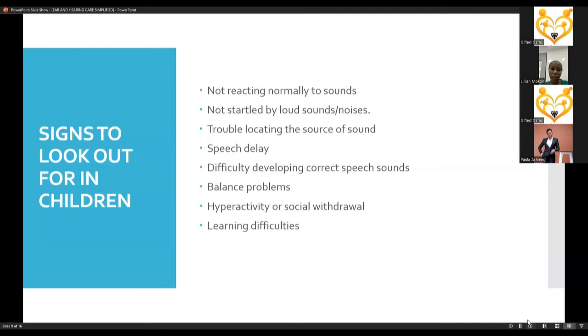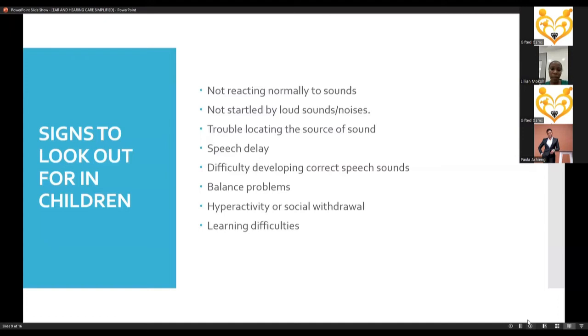If you have a child who is not at par with their age mates in terms of speaking, then you know this child probably has a difficulty with hearing. Again, difficulty developing the correct sounds of speech. So if you have a child who is not able to make the right sound of speech, even after you correct them over and over, they probably have a hearing loss.